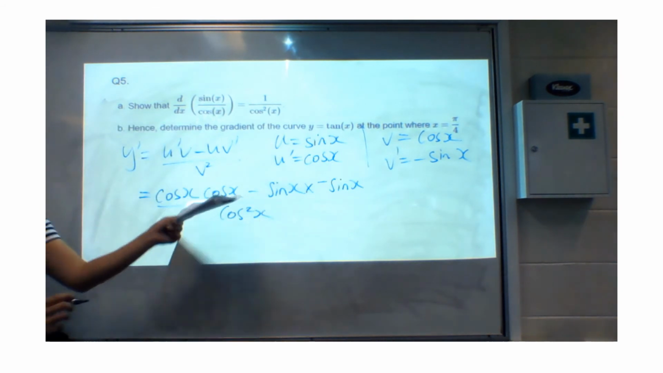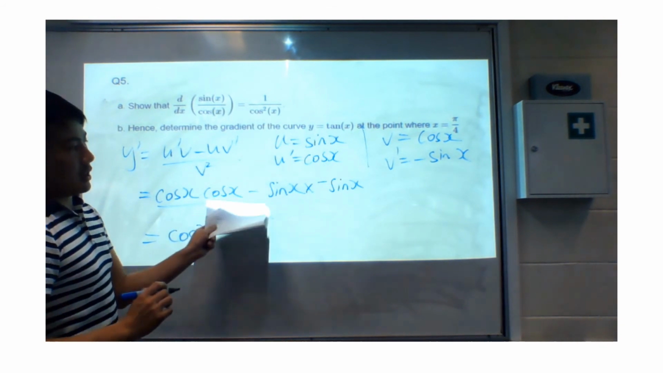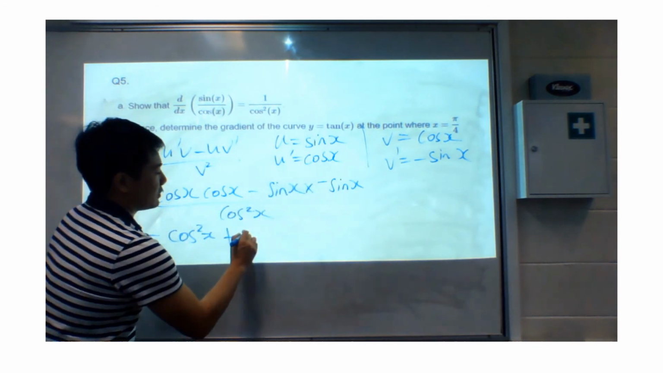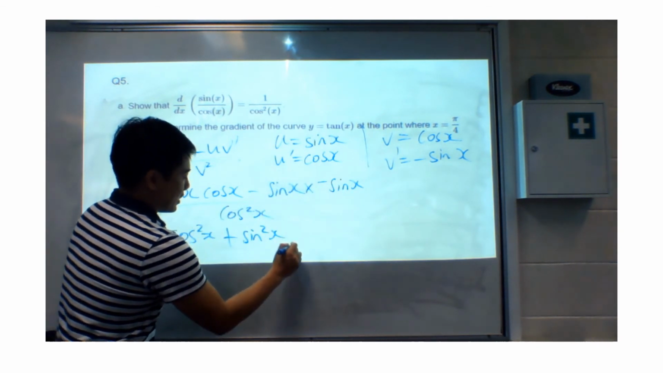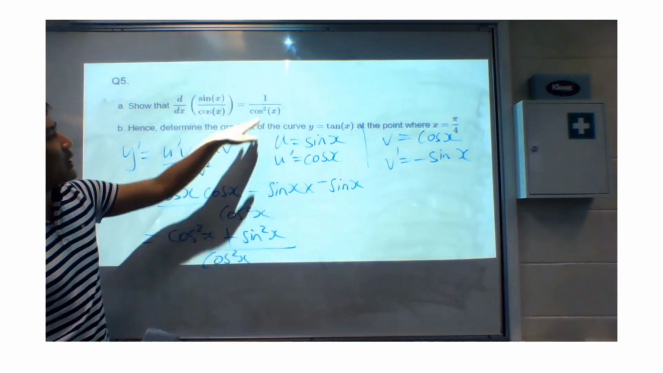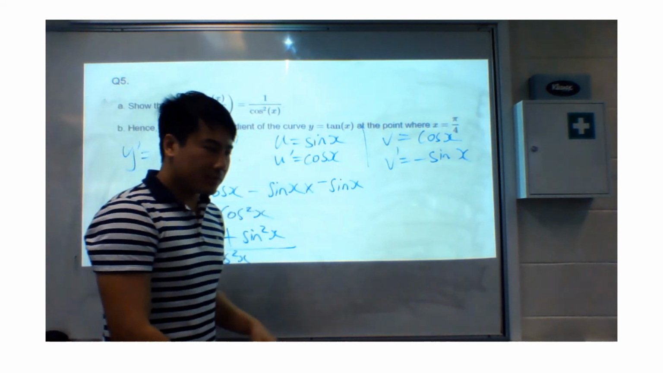Alright, cos x times cos x becomes cos square x, negative sine x times negative sine x, two negatives become positive sine square x, over cos square x. Well, you can see I'm getting really close. The bottom bit matches. What about the top bit?